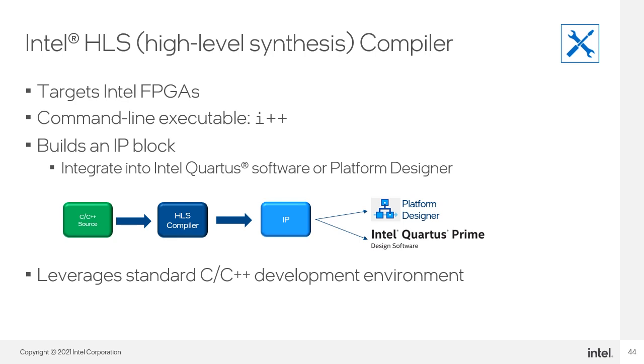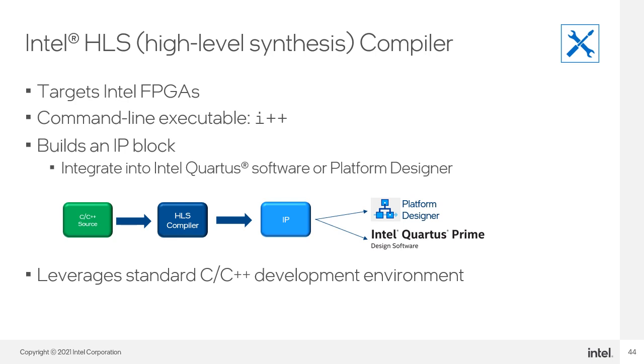The command line executable for the compiler is i++, and it will automatically build an IP from your C/C++ source that can be integrated into a traditional FPGA design using FPGA tools in the Quartus environment. You can instantiate the generated IP in HDL. You can use Platform Designer, a system integration tool, to connect to other FPGA components. You can even add the IP as part of the Intel FPGA SDK for OpenCL board support package, so you can use OpenCL to develop your system.